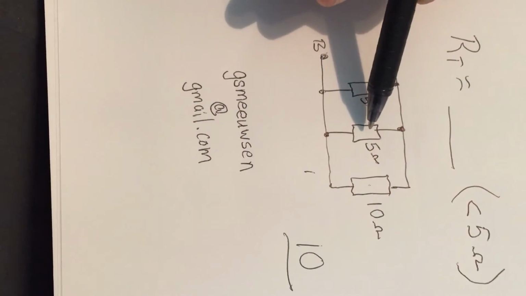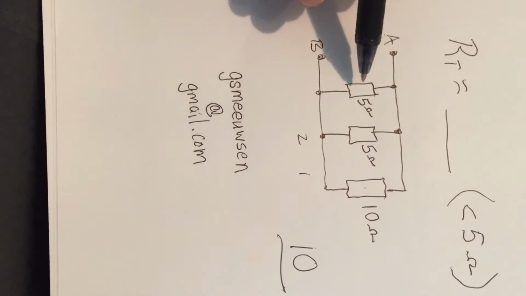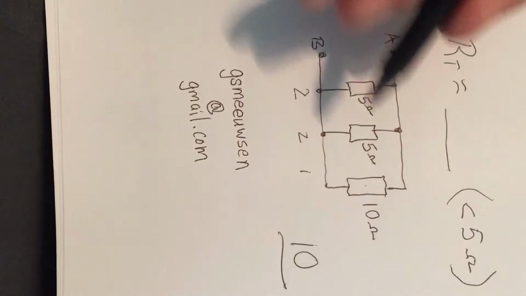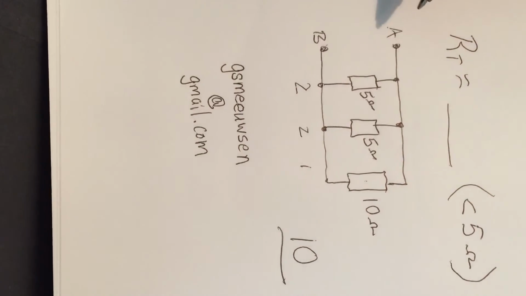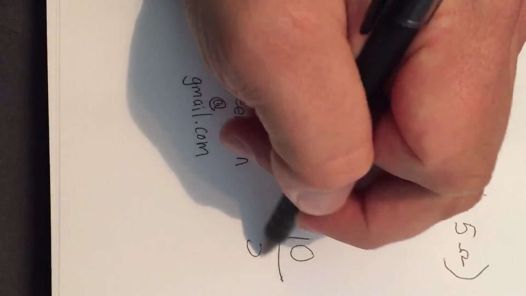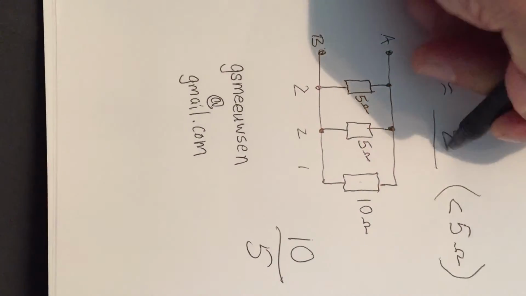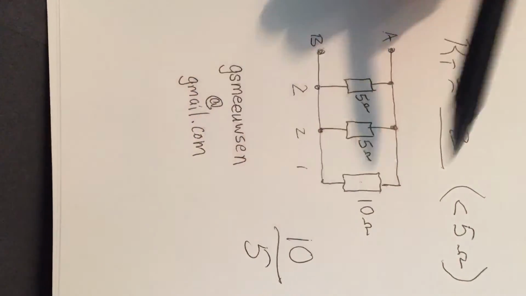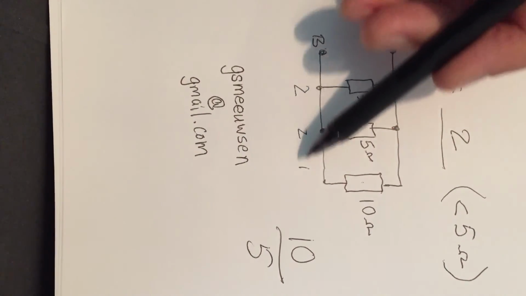The 5 fits in twice, and the other 5 fits in twice as well. I then add these values up, 2, 2, and 1, which gives me 5, right? So it's 10 divided by 5. It's that simple. So the answer is 2 ohms. 10, the magic number, divided by how many times all 3 of these go in, added up.